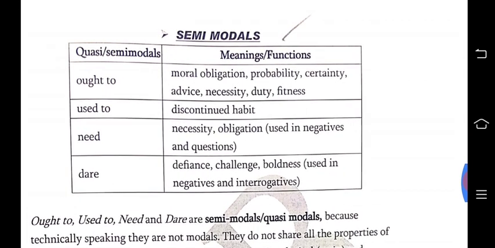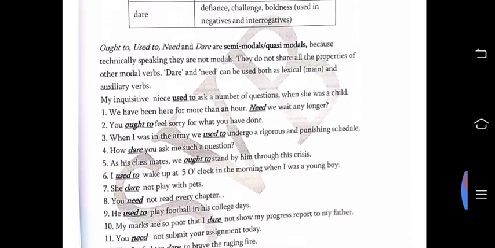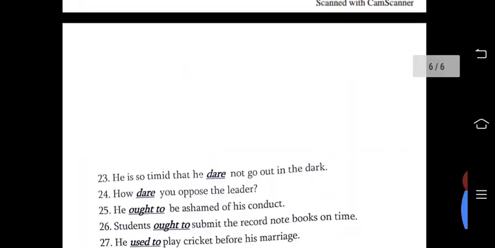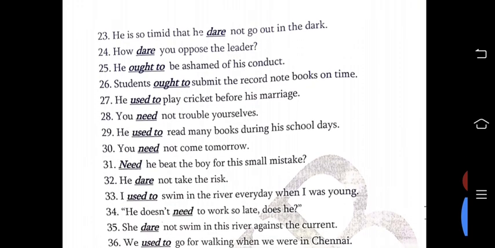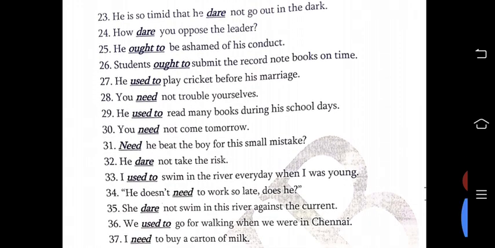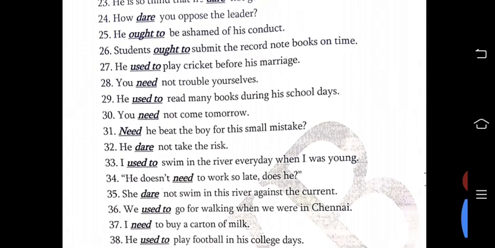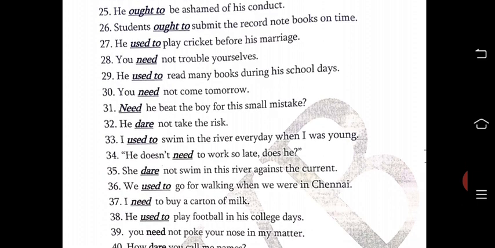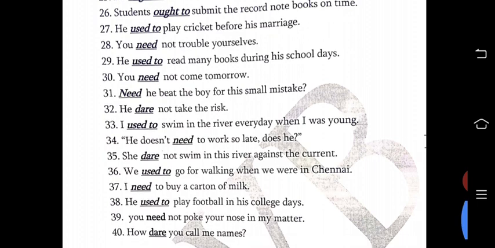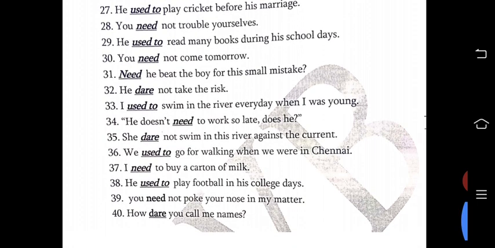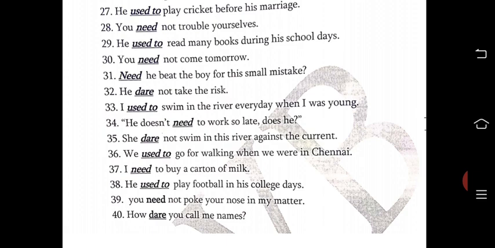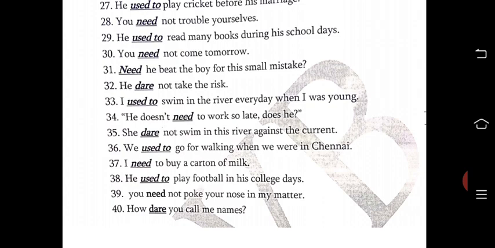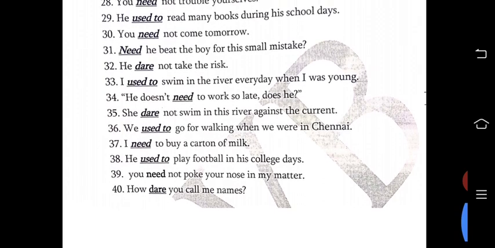Okay, see here. He is so timid that he dare not go out in the dark, challenge. How dare you oppose the leader. He ought to be ashamed of his conduct. The students ought to submit the record notebook on time. He used to play cricket before his marriage. You need not trouble yourself. He used to read mini books during his school days, past habitual. You need not come tomorrow, necessity. Need he beat the boy for this small mistake, necessity. He dare not take the risk.